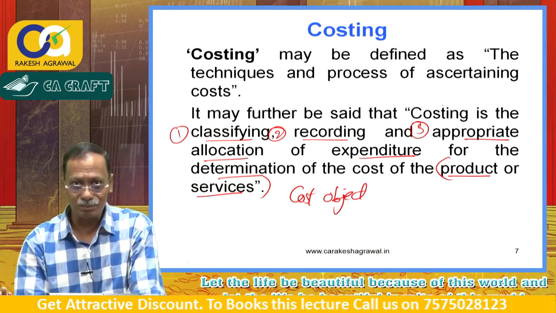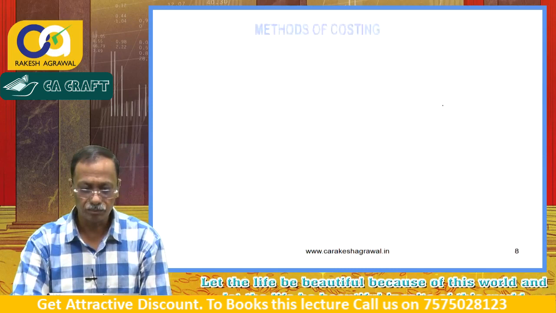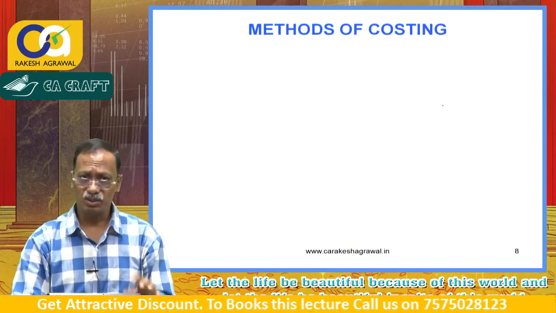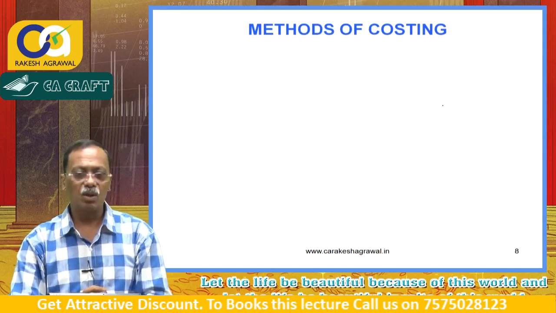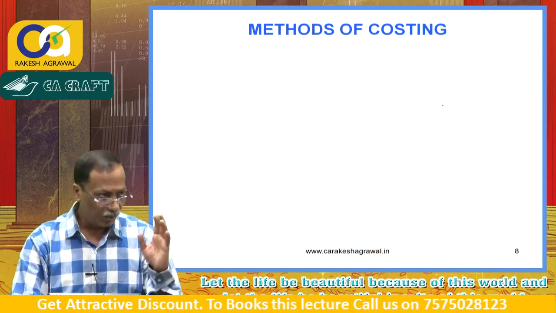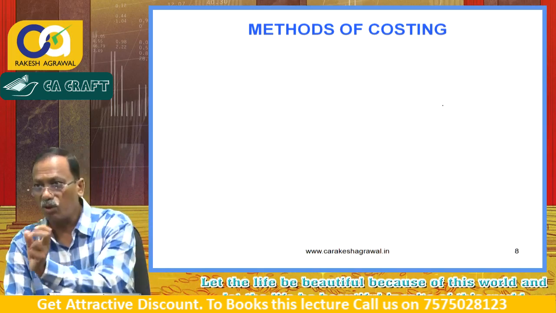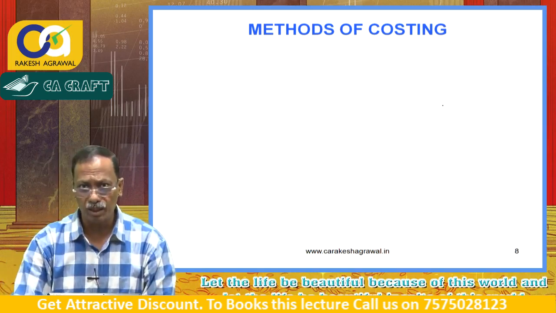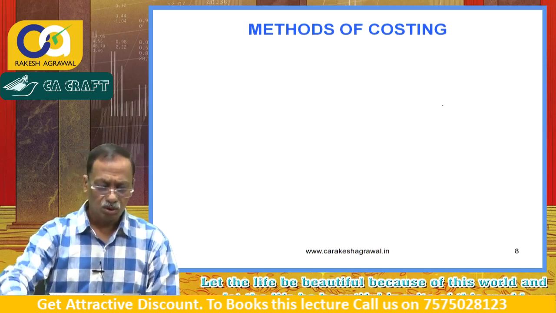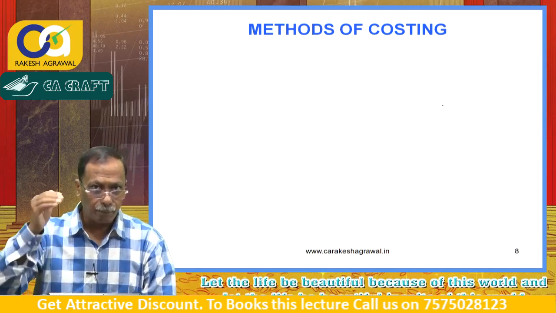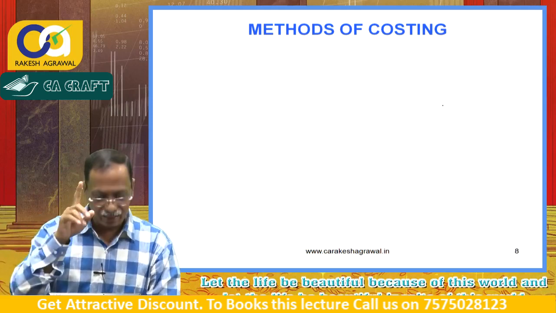So these three steps in the process of ascertainment of cost are explained here, that is costing. Now there are various methods of costing. Do you think the way I calculate the cost for desk bench manufacturing, the way I will calculate the cost for aircraft manufacturing, the way I will calculate cost for software produced for a particular client, will all be the same? Don't you think there will be a different process of ascertainment of cost for different industries? And yes, that is the point.